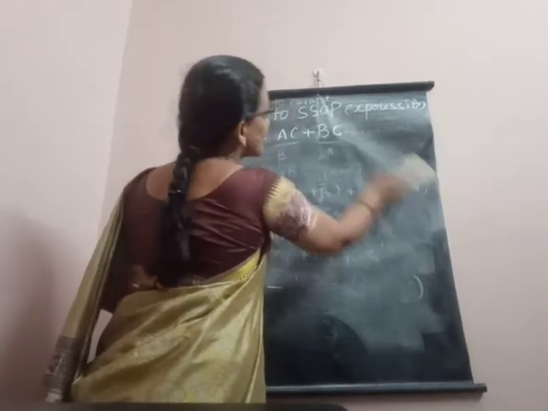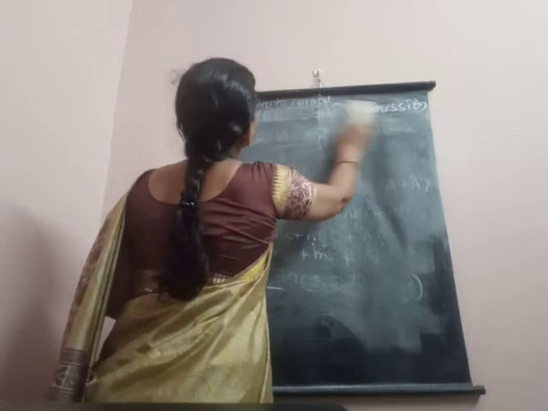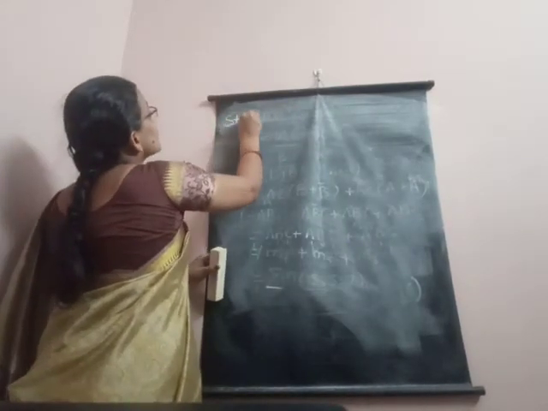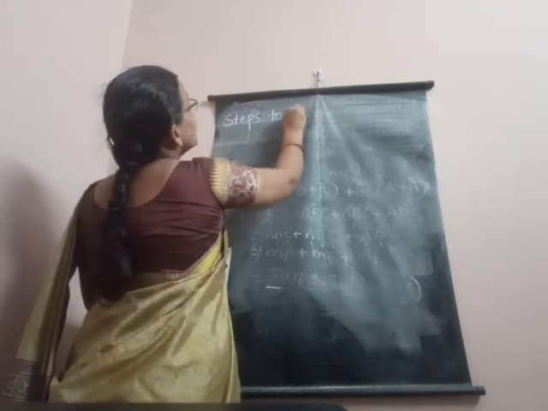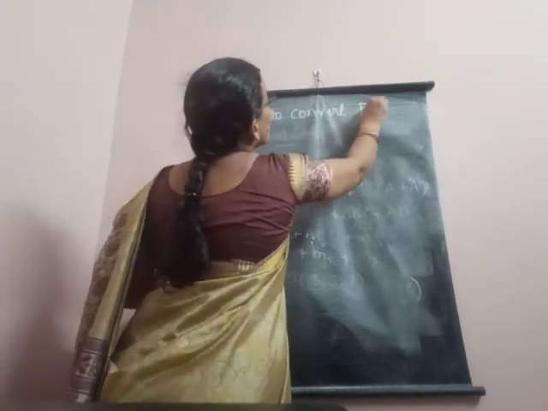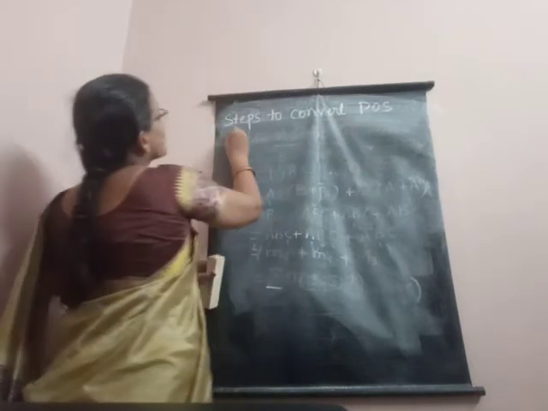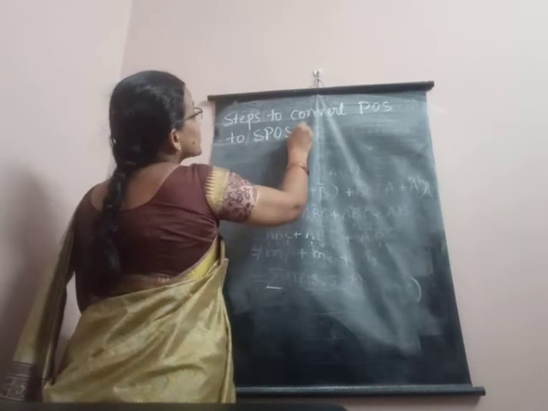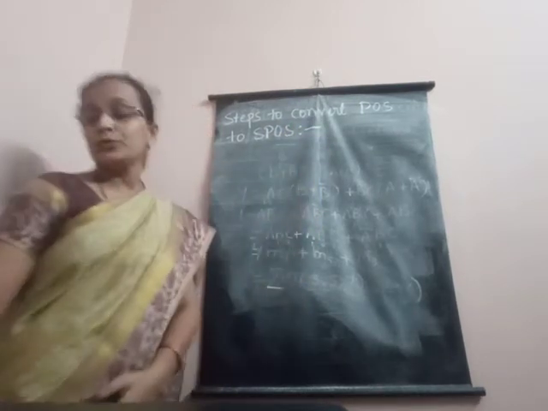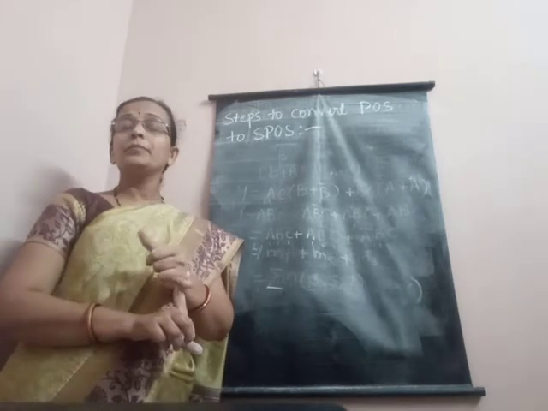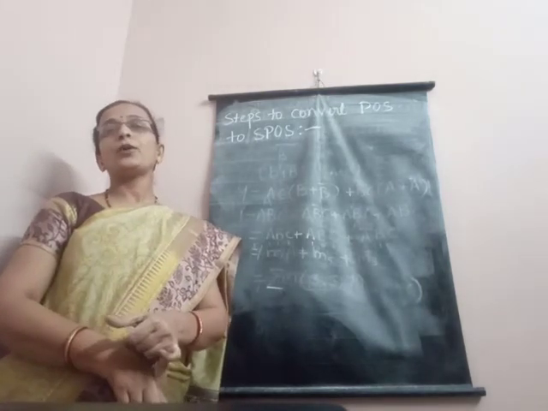So what are the steps to convert product of sum expression to standard product of sum expression? Okay, so first step is, here also we have to identify the missing variable in each OR term.